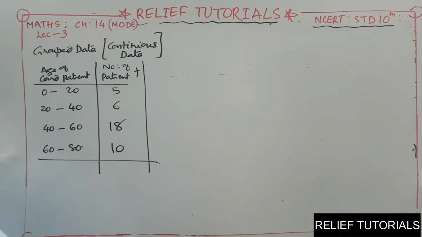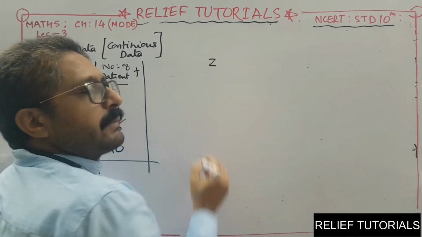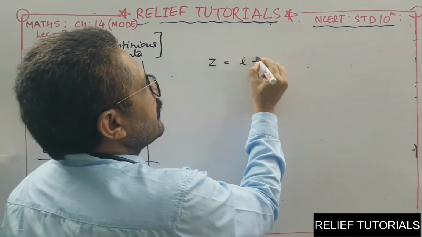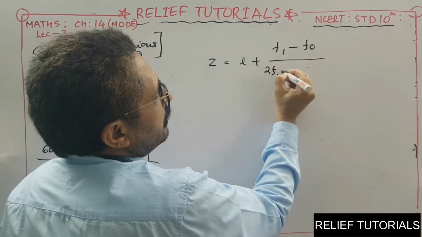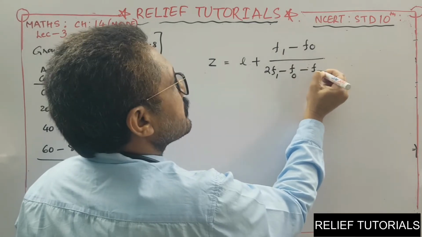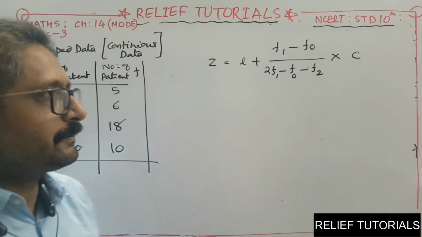So first what you will do, you will find maximum frequency. Maximum frequency is 18, but against 18 you will not get an observation, you will get a class. This class is called modal class, and from this you have to find the mode. For that we have one formula. Mode is denoted by Z. So Z is equal to L plus (F1 minus F0) upon (2F1 minus F0 minus F2) into C. So this is the formula to find the mode.